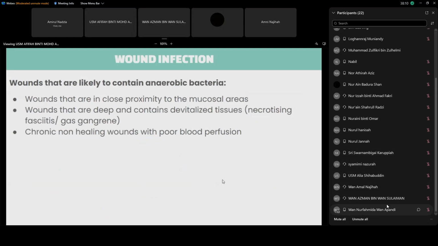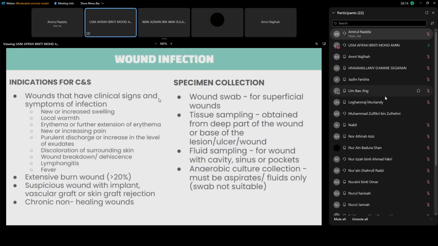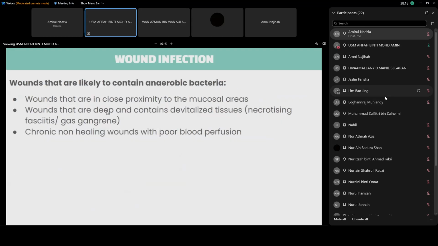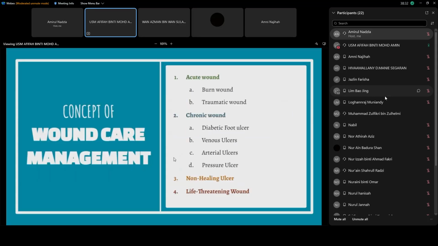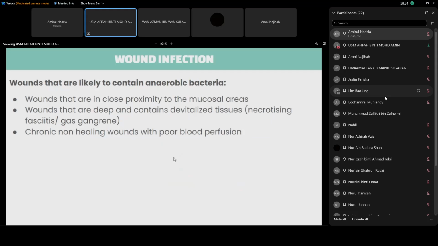Okay. So wounds that are likely to contain anaerobic bacteria, whereby we have to take aspirate of fluid instead of a swab, include wounds that are in close proximity to the mucosal areas, wounds that are deep and contain devitalized tissues such as necrotizing fasciitis or gas gangrene, and then chronic non-healing wounds with poor blood perfusion. Okay, that's all from me. Thank you.